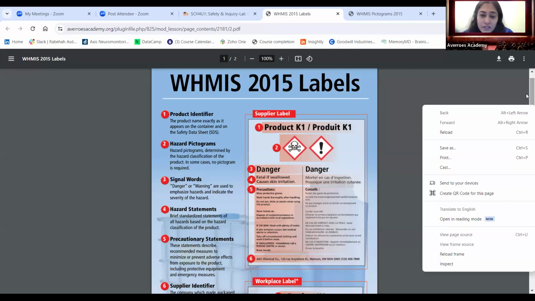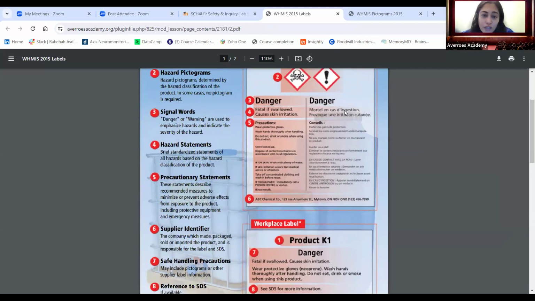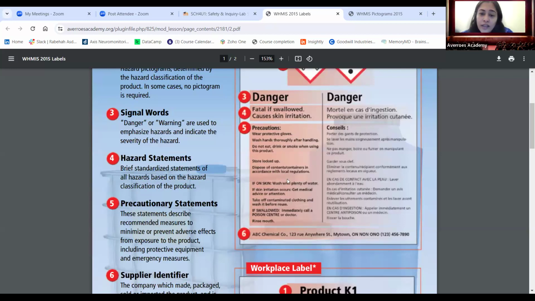And we have precaution, number 5. Precautionary statements. Basically, these statements describe recommended measures to minimize or prevent adverse effects from exposure to the product, including protective equipment and emergency measures. So precaution basically will let you know how to handle that product. You have to wear protective gloves, wash hands thoroughly after handling. Do not eat, drink, or smoke when using this product. You're not supposed to eat, drink, or smoke in a chemistry lab at all.